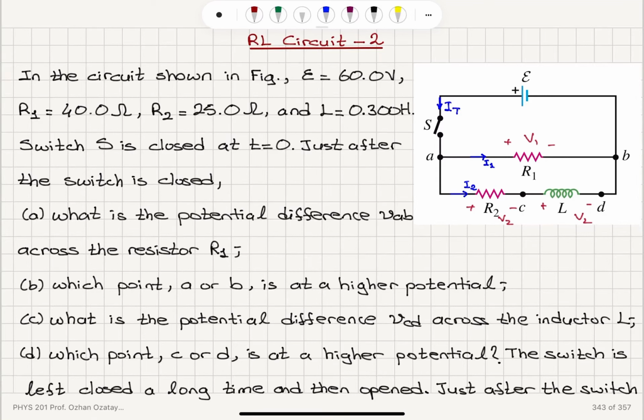RL circuit. In the circuit shown in the figure, epsilon is equal to 60 volts, R1 is 40 ohms, R2 is 25 ohms, and inductance L is 0.3 henries. Switch S is closed at t equals 0. Just after the switch is closed, part A: what is the potential difference VAB across the resistor R1?